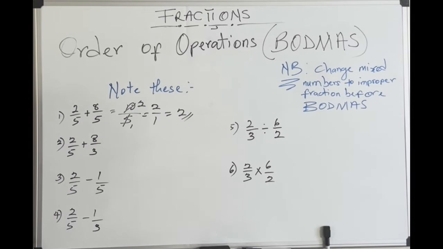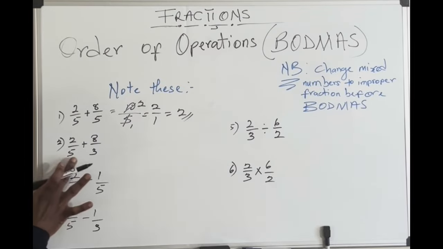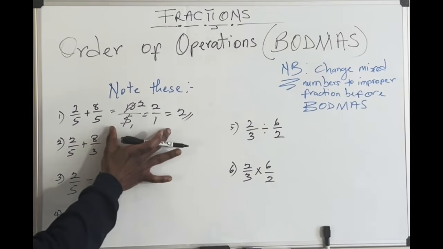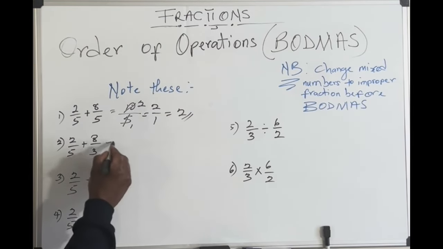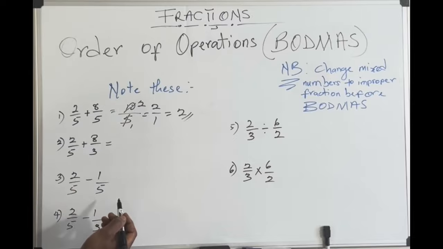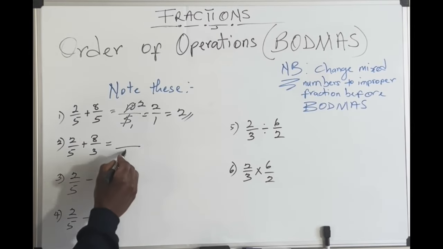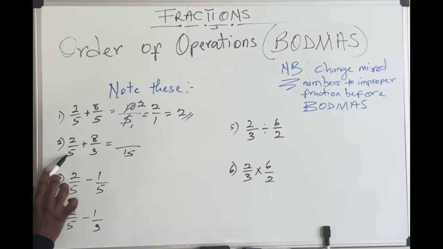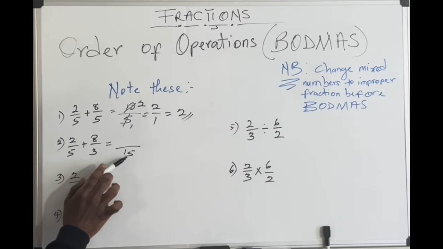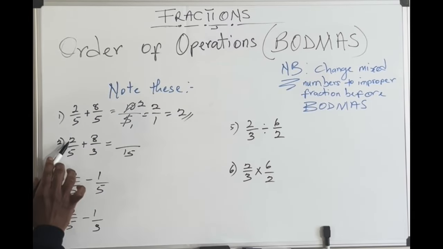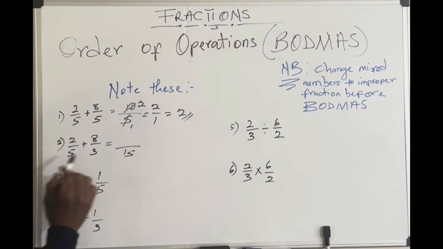But if we have different denominators, 5 and 3, you can't just go ahead and work it out like we did with the first one. You need to find the LCM first. The LCM for 5 and 3 is 15. And then 5 goes into 15 how many times? 3. And then you multiply the 3 by the 2, 6.